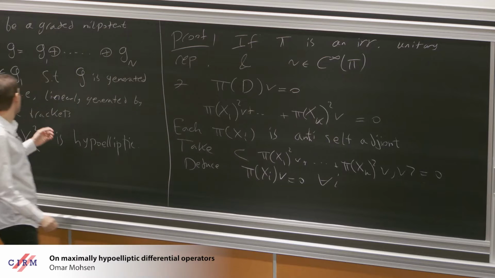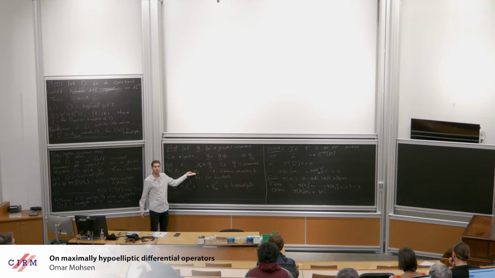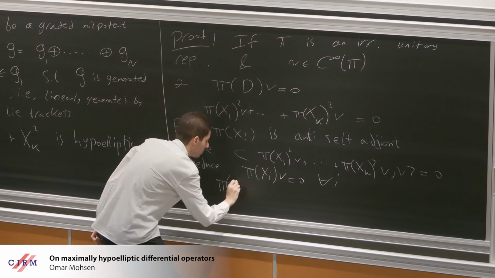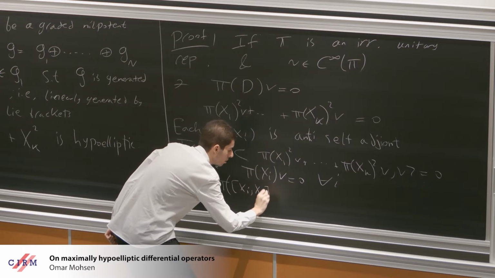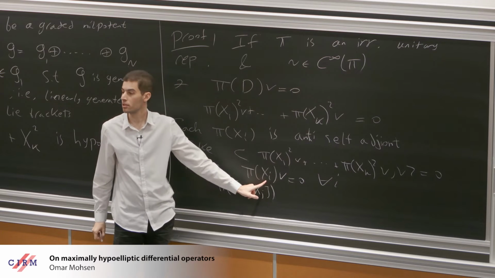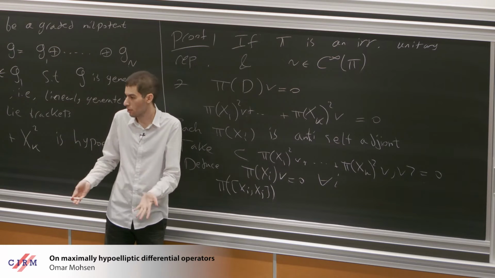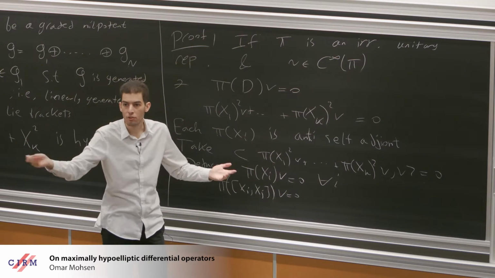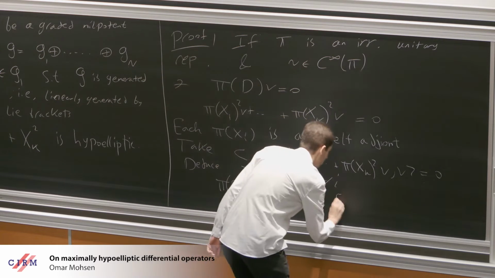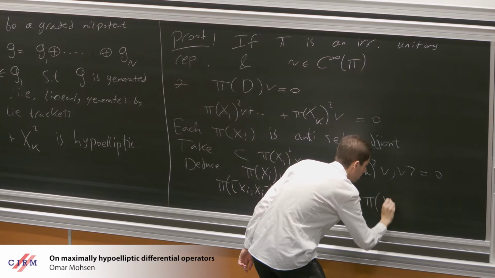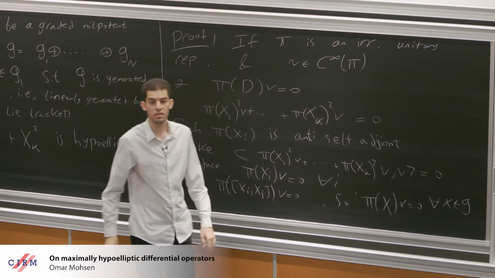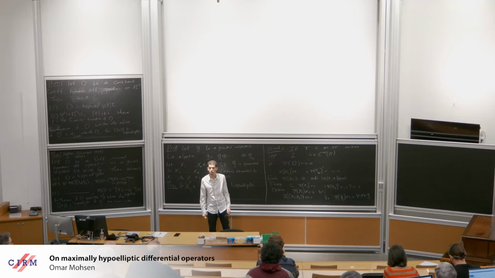And now here we use that the Lie algebra is generated by the xi, because if pi of xi is 0, then pi of the Lie bracket is also 0, because this is the commutator of these two maps. If each one of them vanishes on an element, then the commutator vanishes. And so this is also equal to 0, etc., for higher generators. And so pi of x v is equal to 0 for all x in G. But then this means that it's an invariant vector. So either the vector vanishes or the representation is the trivial representation.